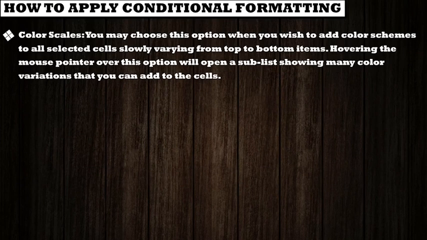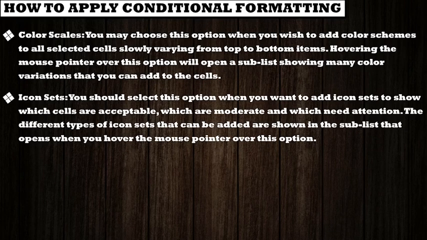Color scales. You may choose this option when you wish to add color schemes to all selected cells, slowly varying from top to bottom items. Hovering the mouse pointer over this option will open a sublist showing many color variations that you can add to the cells.